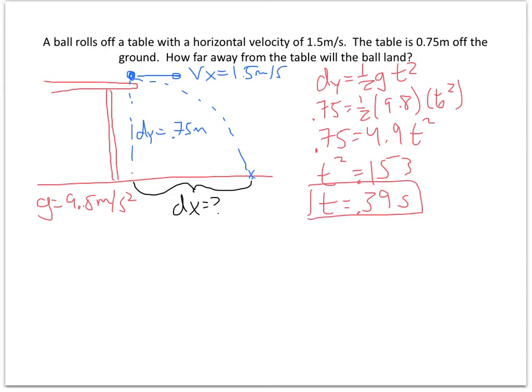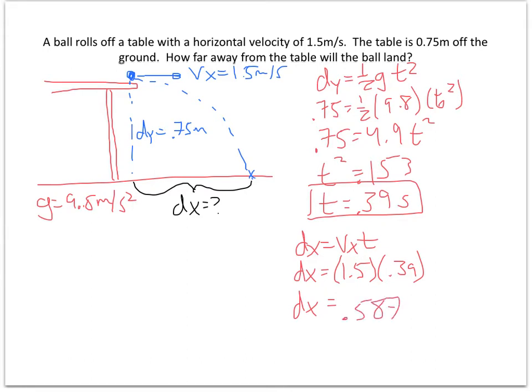That's also how long it will take to go horizontally. It's the same variable for each, the amount of time it takes to reach the ground, the amount of time it takes to go horizontally. So I can use that now in my dx equals vx times t formula. So dx equals, remember it left at a velocity of 1.5 meters per second, and my time is 0.39 seconds now. So my dx is 0.587 meters.